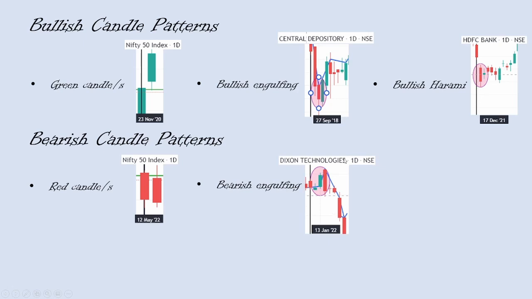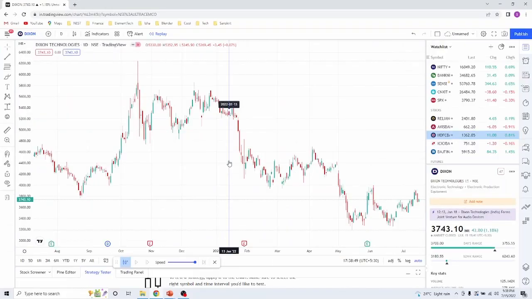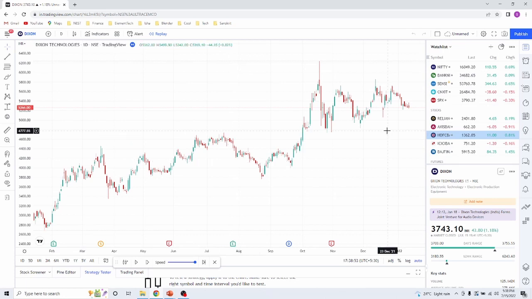Okay, we'll take an example. Dixon Technologies on 13 Jan 22. Here, forget what was happening before. Then let's put an Alt V here.